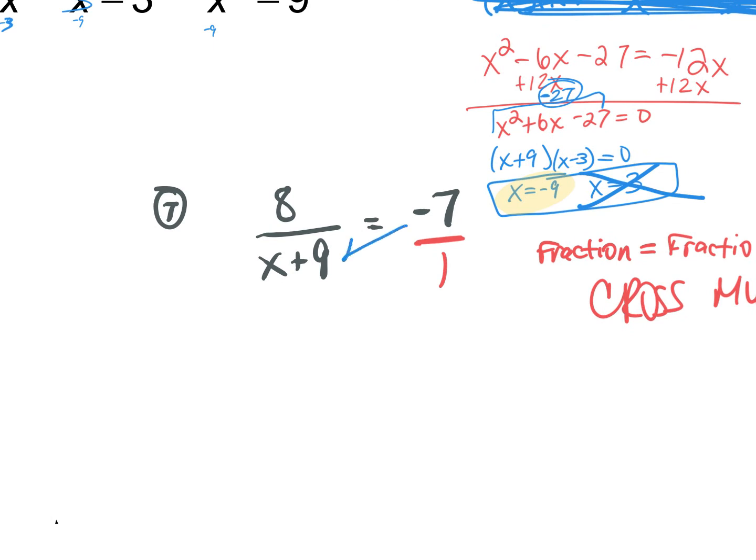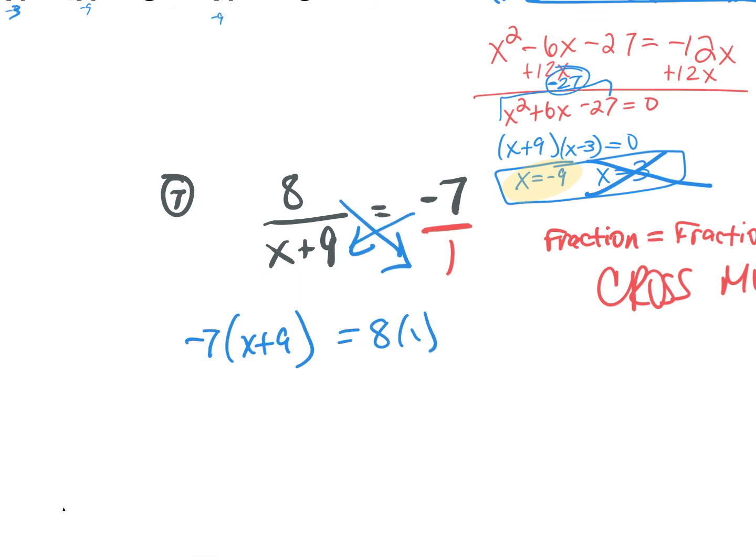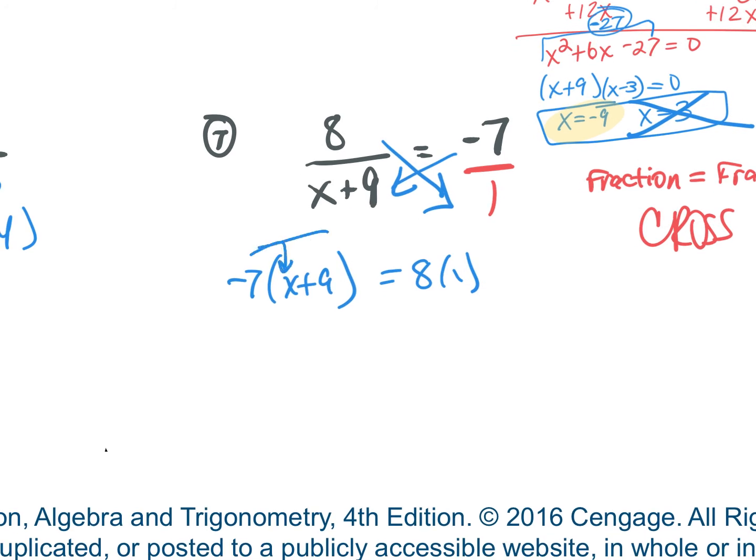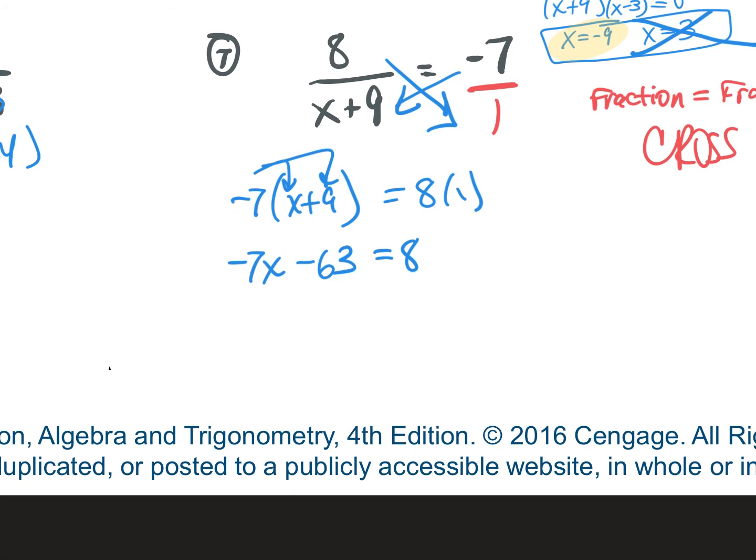We say, okay, -7 times x plus 9, and then I have equals 8 times 1. Just cross multiply. When it's a fraction equals a fraction, cross multiply. So take your -7 and distribute. I have -7x minus what? Good. Equals, what's 8 times 1? 8. Now what do we do? Add 63. I'm going to add 63 to both sides. So -7x equals, are we true?